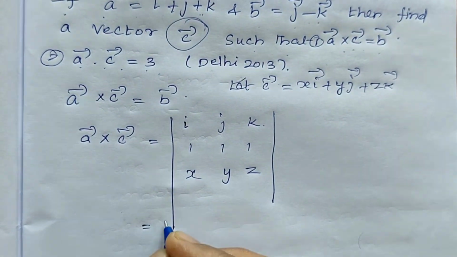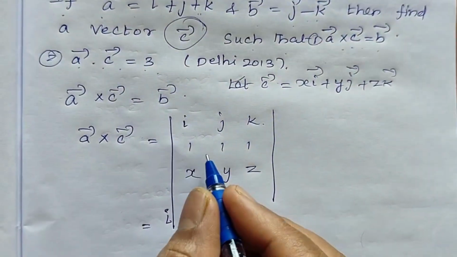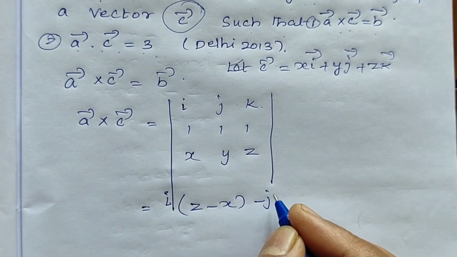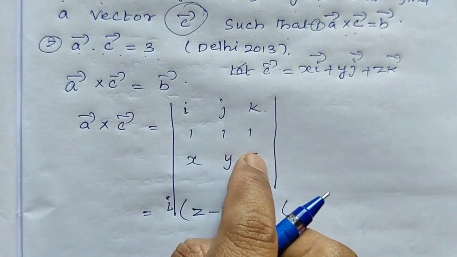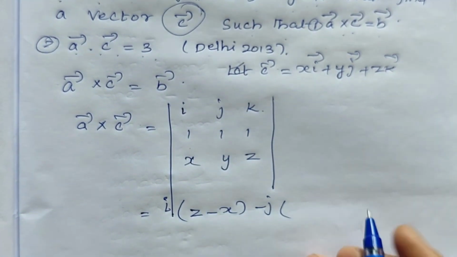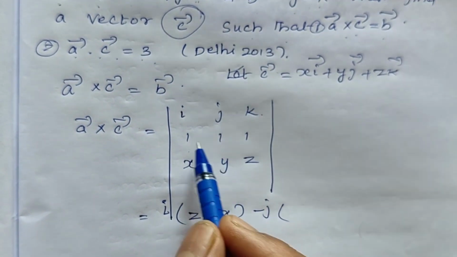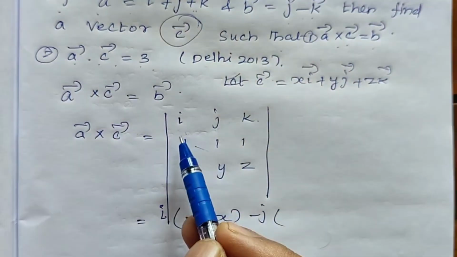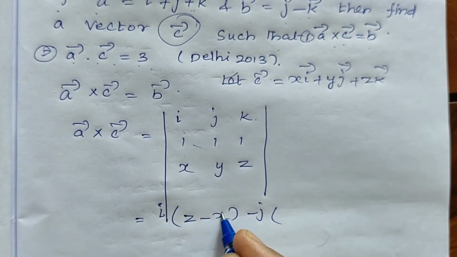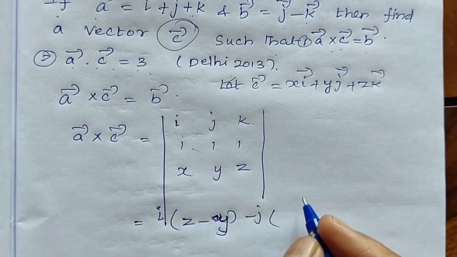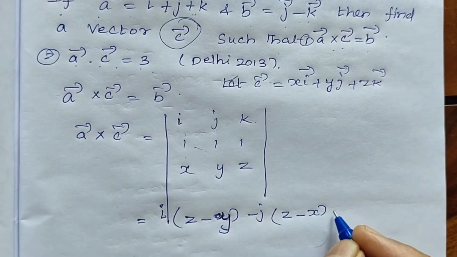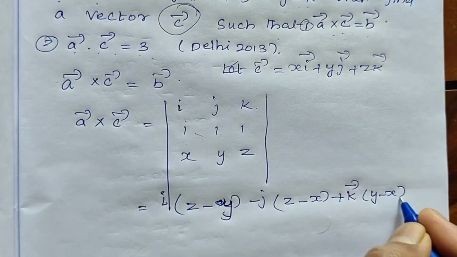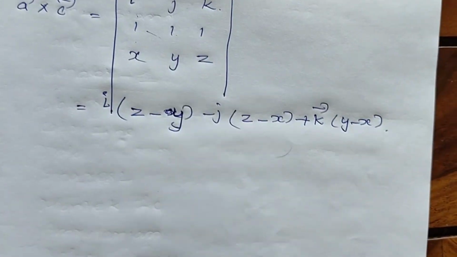So A vector cross C vector: first i vector into (z minus y), minus j vector into (z minus x), plus k vector into (y minus x).